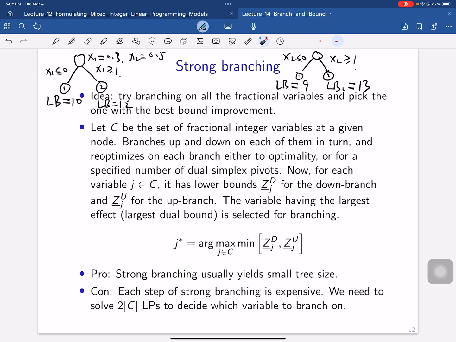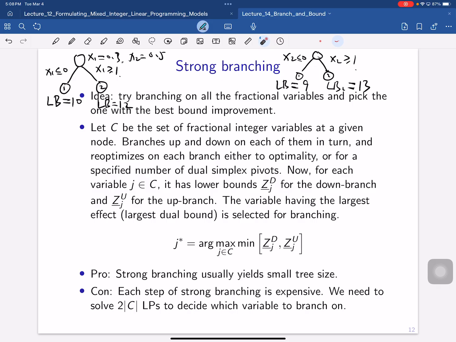So for the lower bound, this minimization means that in order to calculate the lower bound, you need to take the minimum of these 2 values, right? The minimum of these 2 values. But which variable you are going to choose will be the maximum over the minimum of these 2 nodes, right? Okay, so in this case, the J star equals 1 here. So if you are confused, you can take a look at this example.